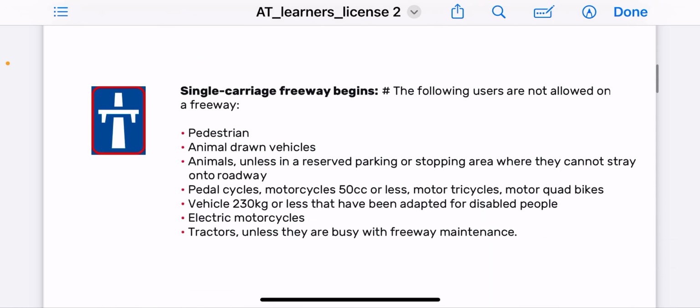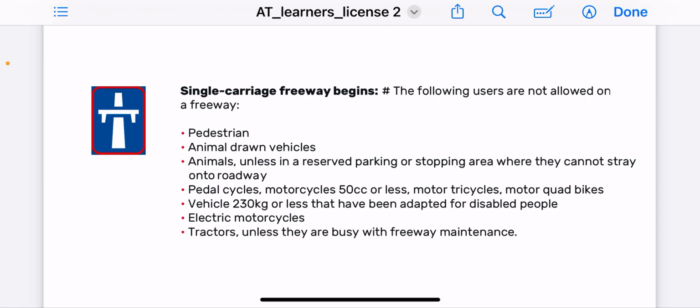Okay? Then this one is a single carriage. I have explained what a single carriage is. So again, the rules with regards to the freeway continue. This is not allowed on the freeway. Pedestrians are not allowed. Animal-drawn vehicles are not allowed on the freeway.